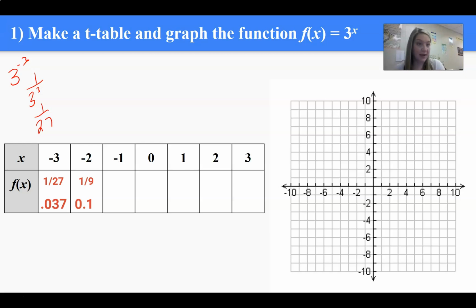3 to the negative 1, so it flips down. 1 over 3 to the power of 1, which is 1 over 3, which is 0.3. Anything to the power of 0 is 1. 3 to the power of 1 is 3. 3 squared is 9. 3 cubed is 27. So we're just filling in our t-charts. If you have a graphing calculator, let me show you what you could do there.